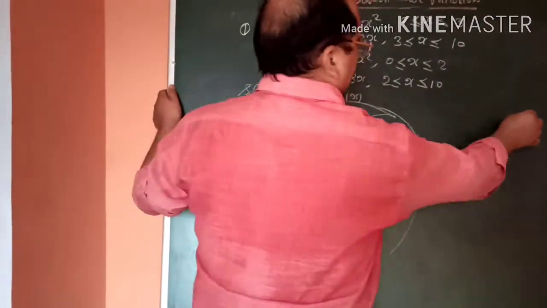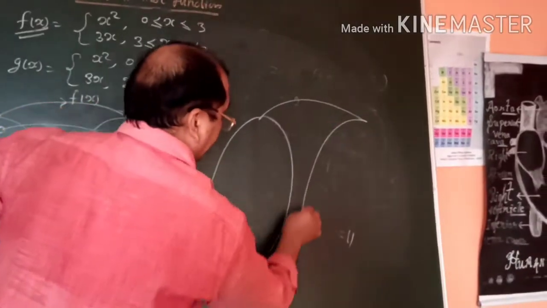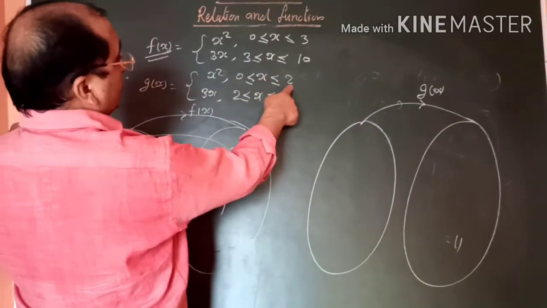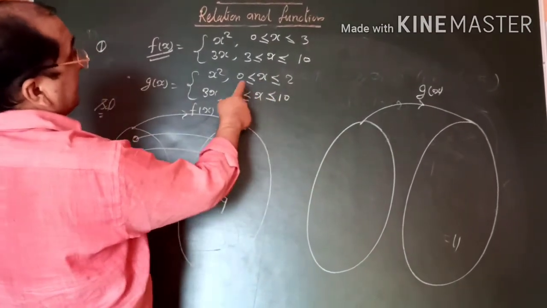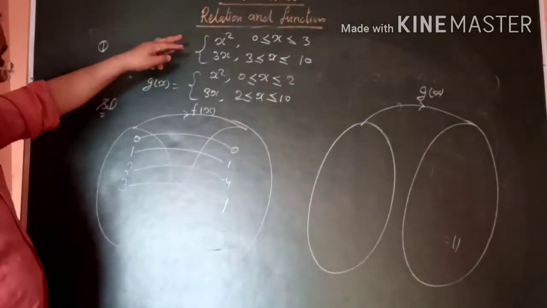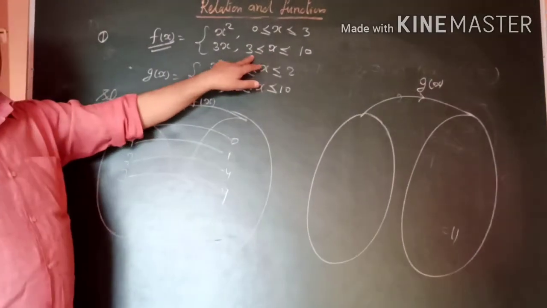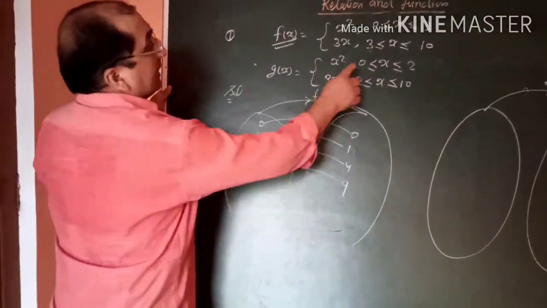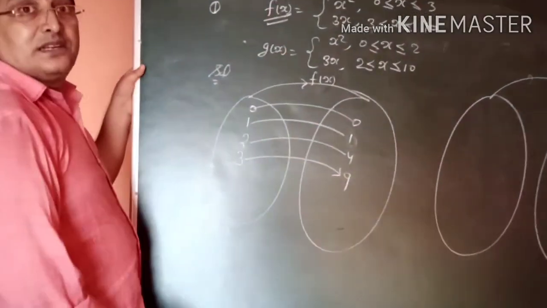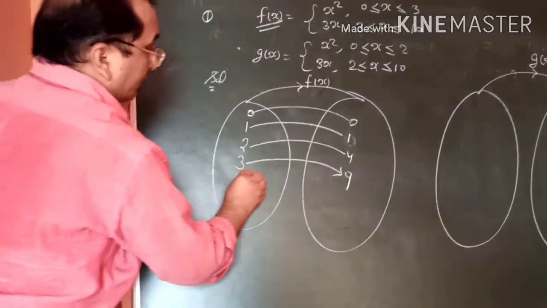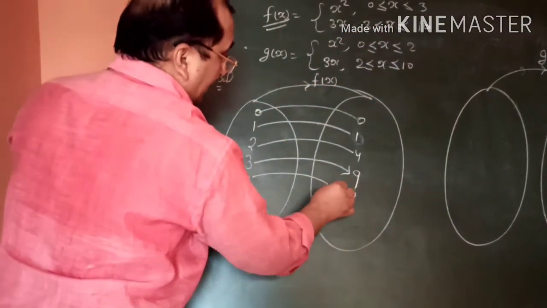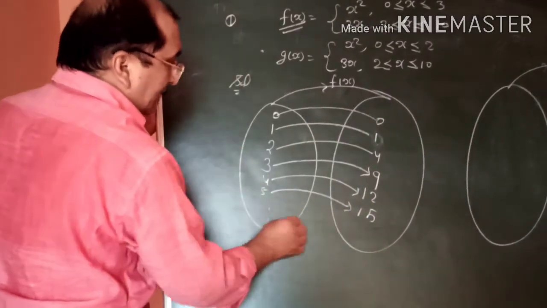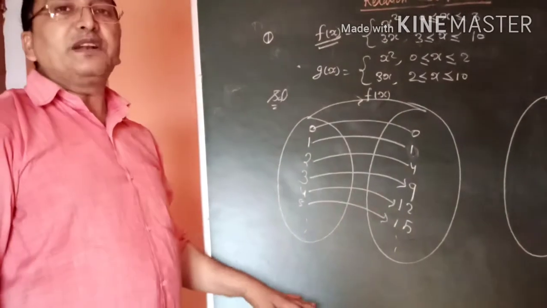And for g(x), we can prepare another diagram in this manner. This is g(x). Here also, if x is greater than or equal to 3, if x equal to 3, 3 times 3 is 9, 9 will go right. If x equal to 4, 4 times 3 is 12. If x equal to 5, then 5 times 3 is 15. In the same manner we can solve, and this function will represent a function.